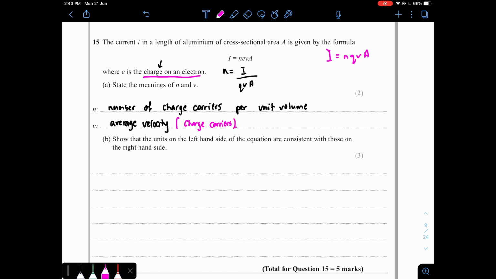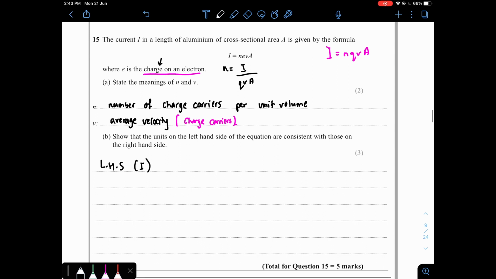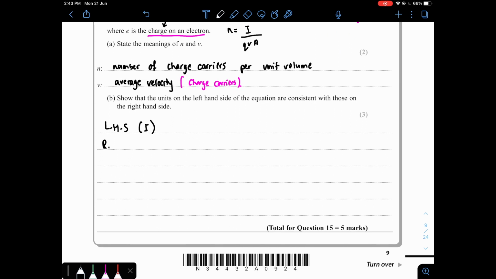Okay, show that the units on the left hand side of the equation are consistent with those on the right hand side. This is pretty easy. On the left hand side, the unit is that of I, right? We know this. Now let's look at the right hand side. What do we have? We have n times Q times v times A.